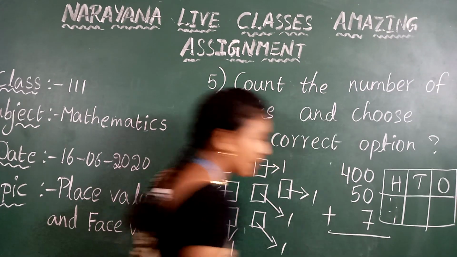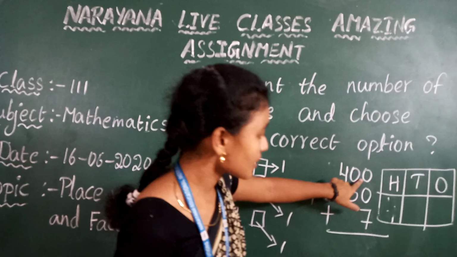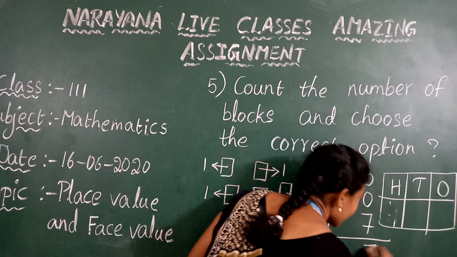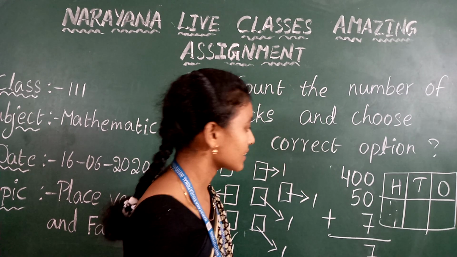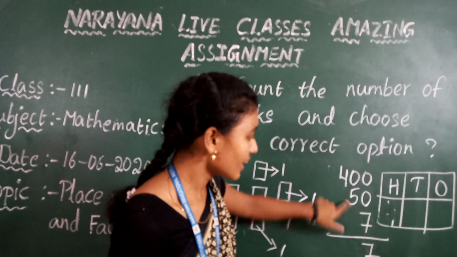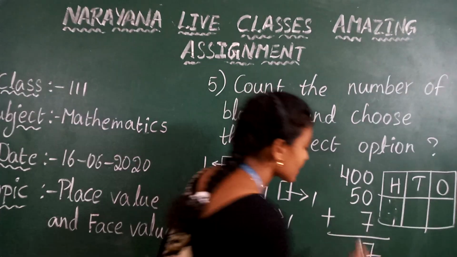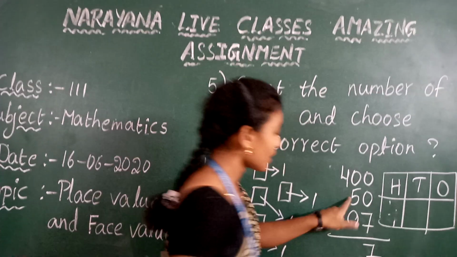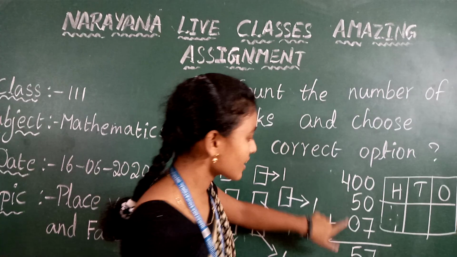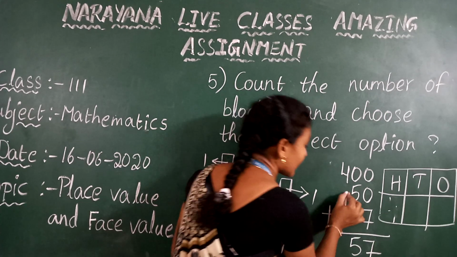Okay, now we have to add these 3. So 0 plus 0 is 0. 0 plus 7 is 7. Next, 0 plus 5 is 5. And here there is no digit, so keep 0. 5 plus 0 is 5. Next, here there are no digits, right? So it's zeros.